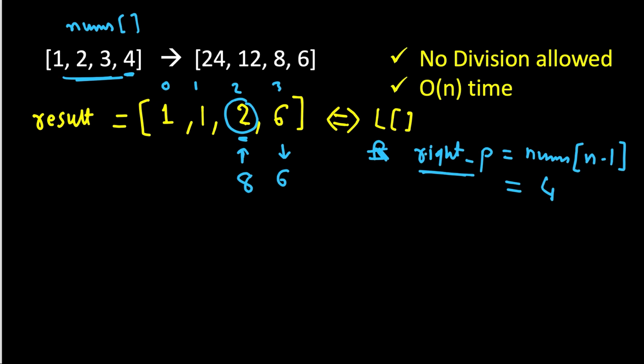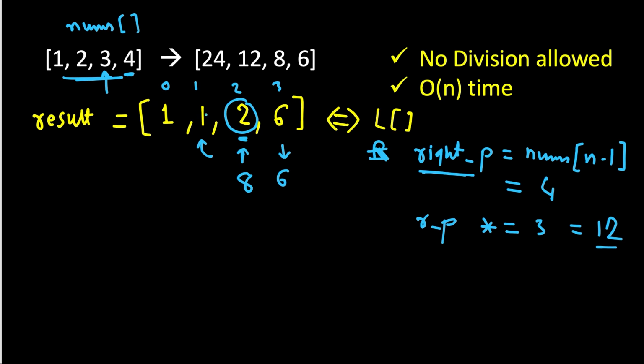And then when we come here, we will update the running product of the right. We will just multiply the last element that we processed. And in this case, it was 3. So we multiply the right product by this 3. So we got now 12.